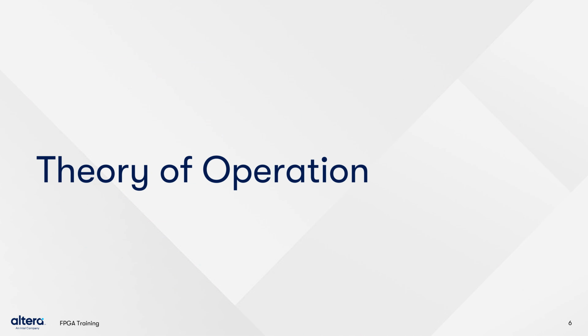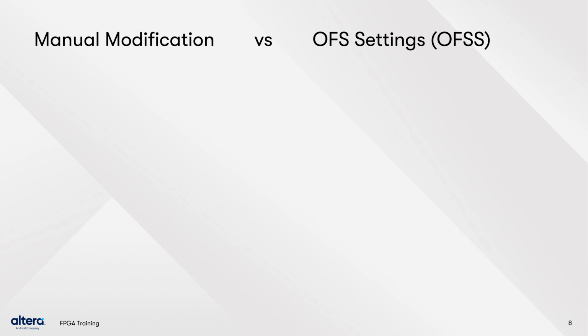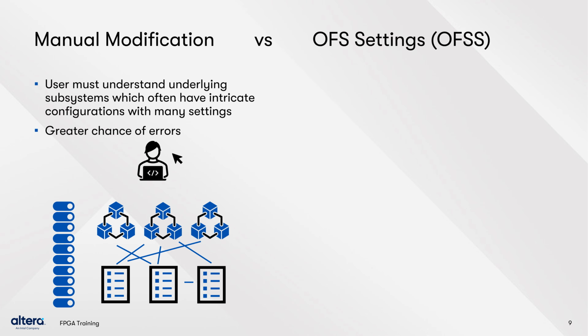Theory of operation. First, let's see what benefits the OFSS flow provides. With a standard manual modification flow, you as the user must understand underlying subsystems which often have intricate configurations with many settings and parameters. This takes time, and there is an increased chance that settings will be wrong or incompatible, which can introduce bugs and further delay your development cycle.